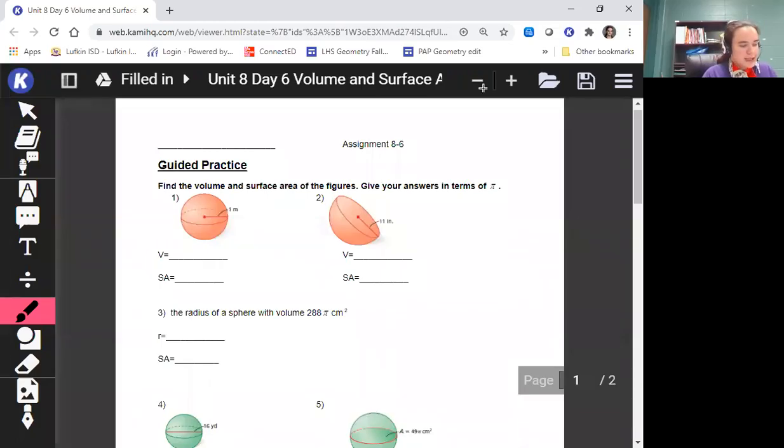Now for the guided practice for spheres and hemispheres. So remember that your formula for volume for a sphere is 4/3 pi r cubed, and your formula for surface area of a sphere is 4 pi r squared. And for a hemisphere, your volume gets divided by 2. Your total surface area for a hemisphere is 3 pi r squared.